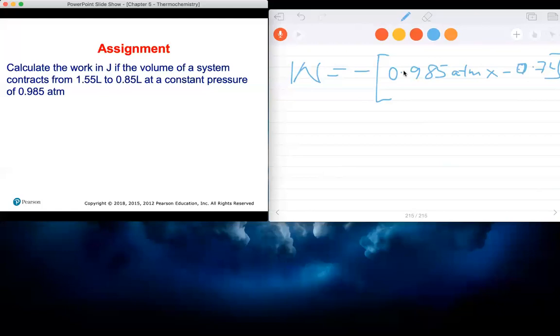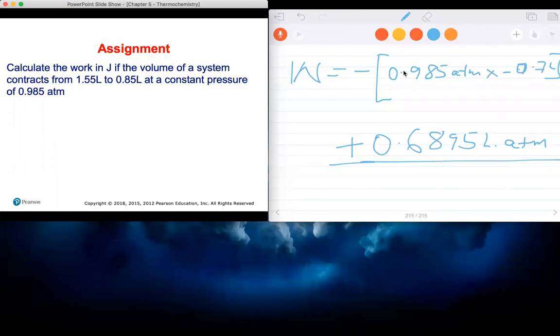So if I multiply that by 0.985, this is negative, so the work is positive 0.6895, and it is liters times atmosphere. You cannot just assume that it is in joules, because it could be one of the multiple choices in joules and you think that you used the right equation. Why don't I just say 0.6895 joules? No.